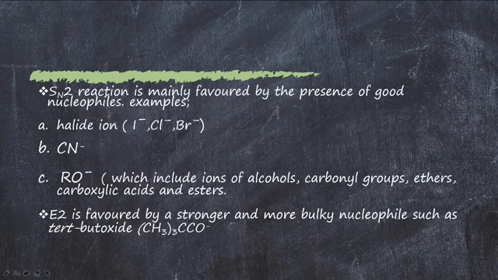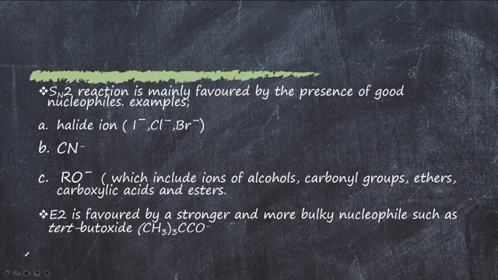Now, SN2 reaction is mainly favored by the presence of a good nucleophile. Examples of these good nucleophiles are the halide ions, that's either the iodine ion, the chlorine ion, or the bromine ion, the cyanide ion also, and the RO minus group ion. Now, don't be confused, because there's nothing in chemistry like an RO minus group. It could be there, but it's not really a major group. It's a family. I can say the family of alcohols and others. We can call them this family.